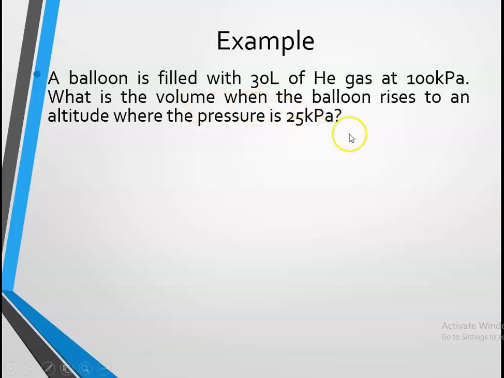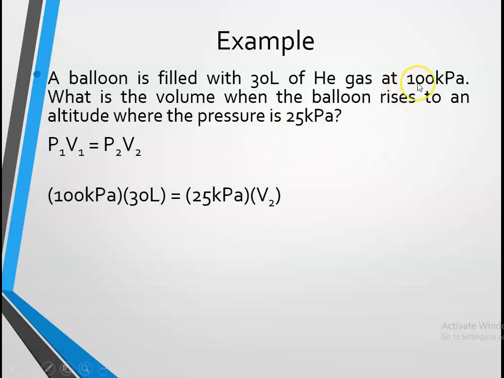As we go up in the atmosphere, the air gets thinner, and that causes the pressure to be less because you have fewer particles and there's fewer collisions. So we know that temperature is not mentioned here. If it's not mentioned, we know that means it's held constant. And basically, we're left with just the Boyle's law part of the combined gas law, P1V1 equals P2V2. So there's your 100 kilopascals, that's your pressure 1. Then you have the volume 1, 30 liters. And then you have your pressure 2, 25 kilopascals, and you're solving for V2.